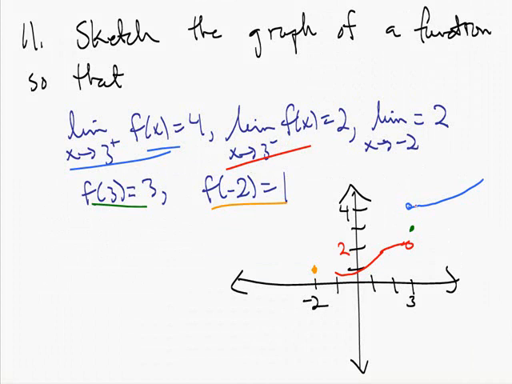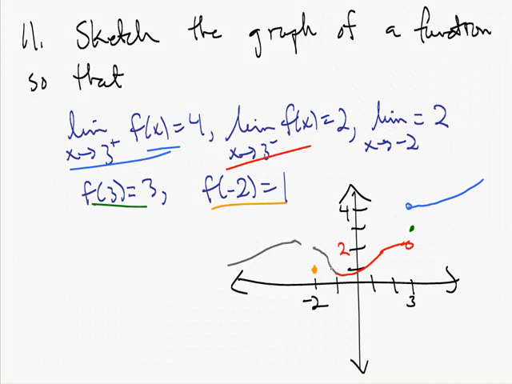As we approach from the right, our limit is 4. As we approach from the left, our limit is 2, and the function value itself at 3 is 3. Now what about negative 2? We want the limit as x approaches negative 2 to be 2, but the function value we want to be 1. Well, that means that the limit itself, as we come at it here, is going to have to be coming in to 2 from both directions.